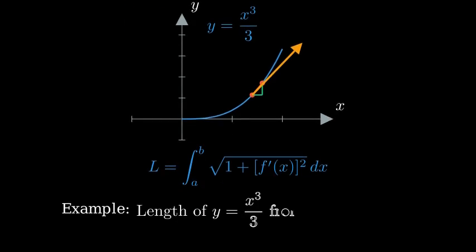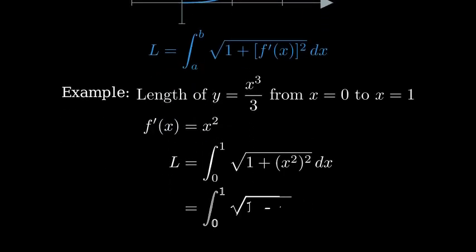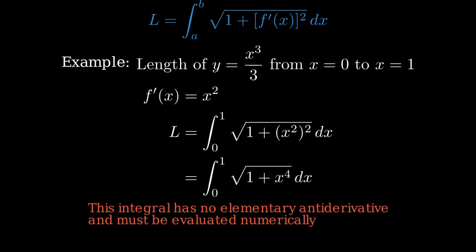Let's consider an example. Find the length of the curve y equals x cubed divided by 3 from x equals 0 to x equals 1. First, we compute the derivative, f prime of x equals x squared. Then, we substitute into our arc length formula. The length equals the integral from 0 to 1 of the square root of 1 plus x to the 4th power dx. This particular integral doesn't have an elementary antiderivative, but it can be approximated numerically or expressed in terms of special functions.